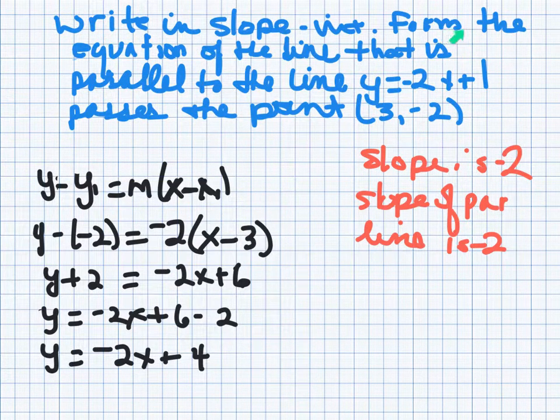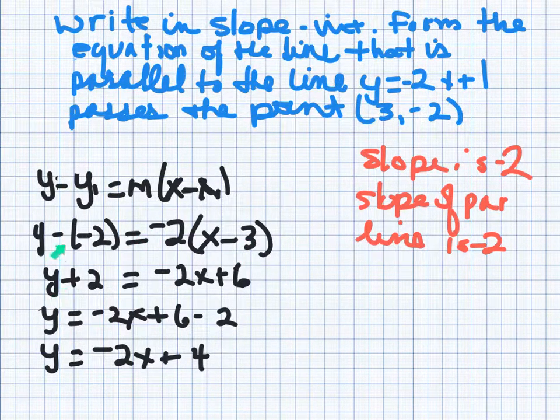Write in slope-intercept form the equation of the line that is parallel to the line y equals -2x plus 1 and that passes through the point (3, -2). We have our point-slope equation right there. We know the slope is -2, and we know that the slope of the parallel line is going to be -2 as well. We input the data that we have, so we have -2 here. We have 3 here, and our slope is -2 right here.